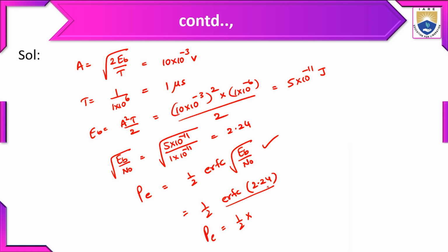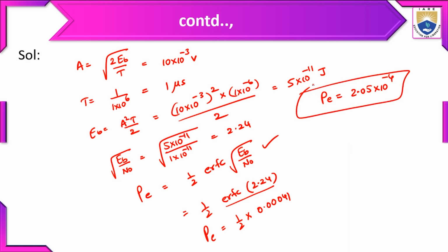error complementary function of 2.24 as 0.0041. Okay. So finally, the probability of error is equal to 2.05 into 10 power minus 4. Okay. This is the answer for the third one.